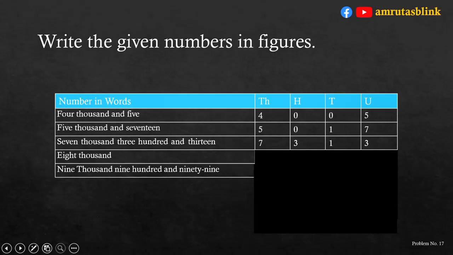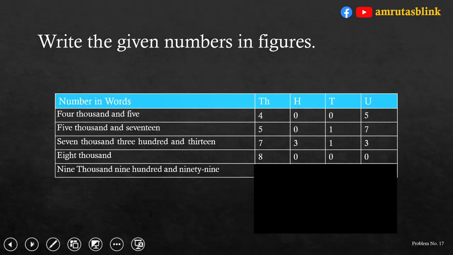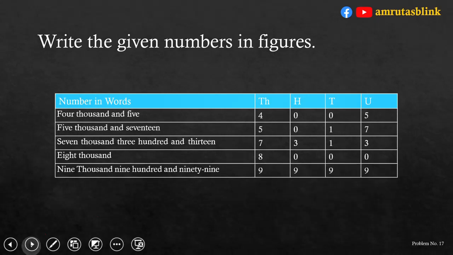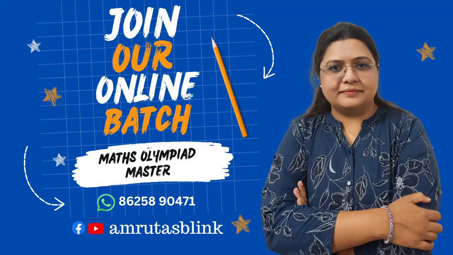Now next is 8000. So simply 8 is at thousands place, which is followed by 0, 0 and 0. So 0 at hundreds place, 0 at tens place and 0 at units place also. So the number is 8000. And next is 9999. So 9 at thousands place, 9 at hundreds place, and for 99, 9 at tens place as well as 9 at units place. So the required number is 9999.